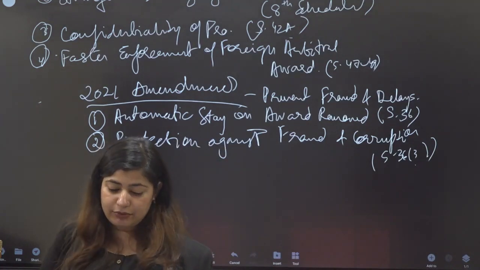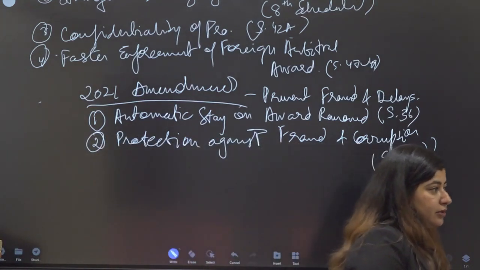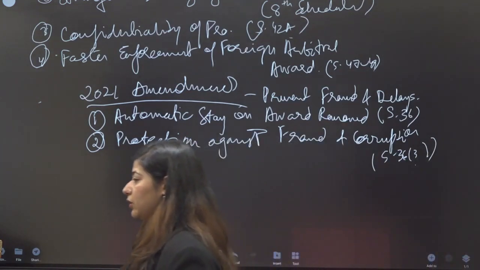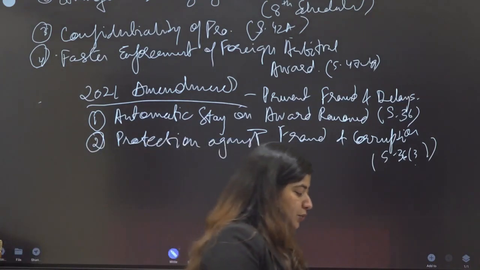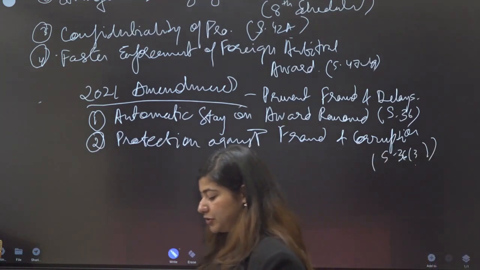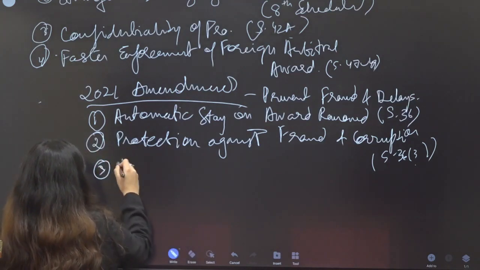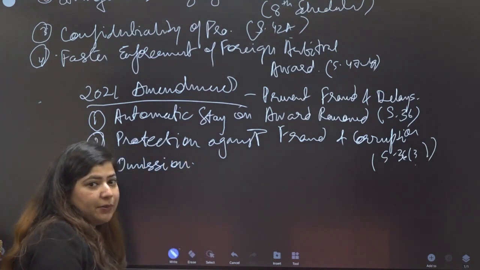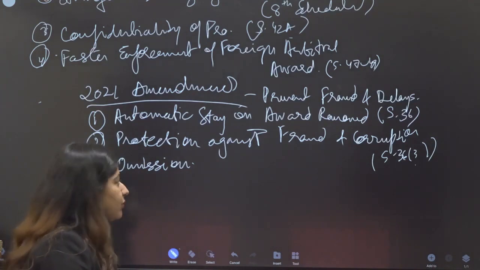Court may stay enforcement of award if the underlying arbitration agreement or contract is prima facie induced by fraud or corruption. Clear? What are they saying in 36(3)? कि अगर arbitration agreement ही fraud or corruption से induced है, then we will stay the enforcement of the award.